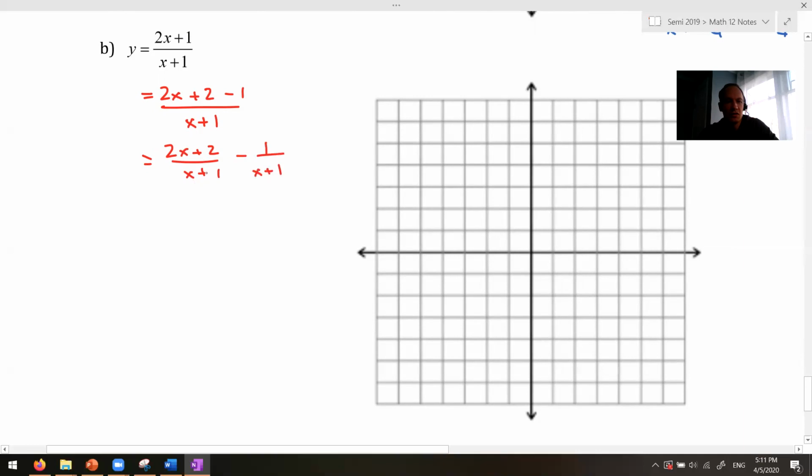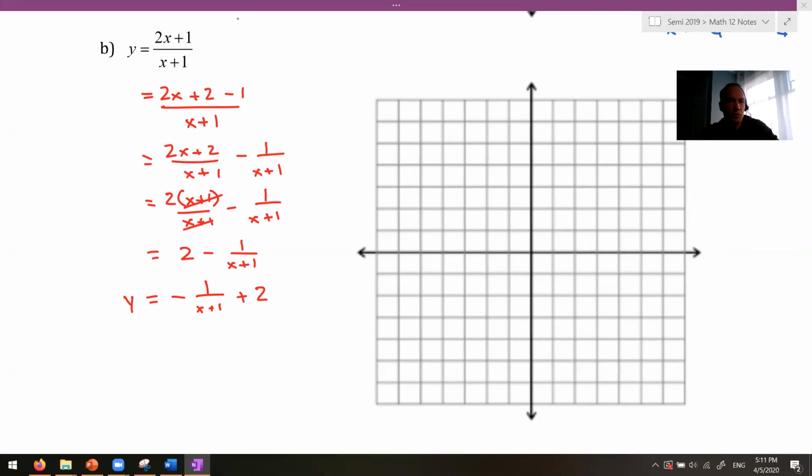The denominator stays the same on both parts, and what we can see is for this first one, we're going to have that. These guys will cancel out, and you're left with 2 minus 1 over x plus 1. Okay, we're going to write this in the standard form, which means I'm going to put this first, and I'm going to write 2 at the end. So this is pretty similar to the last one.